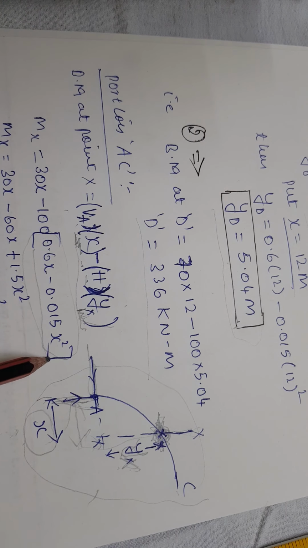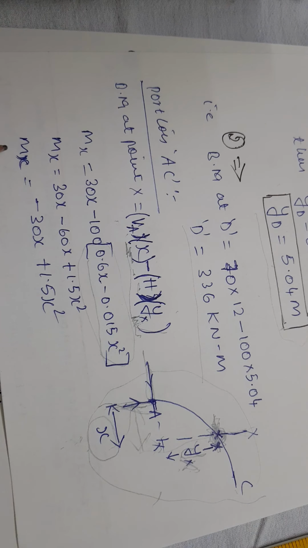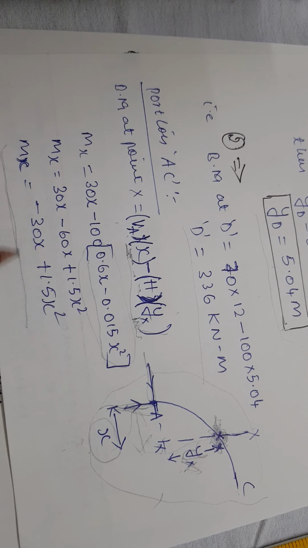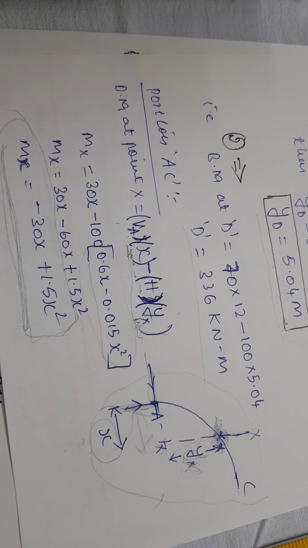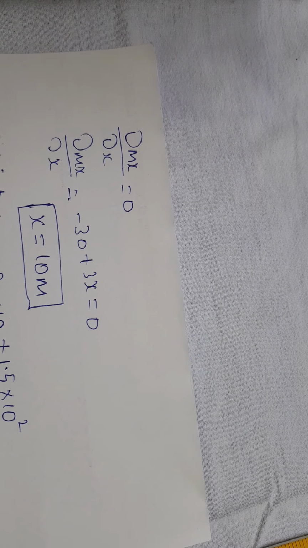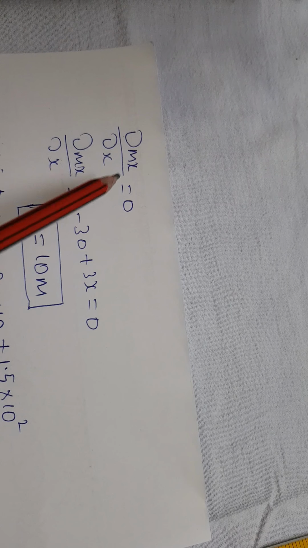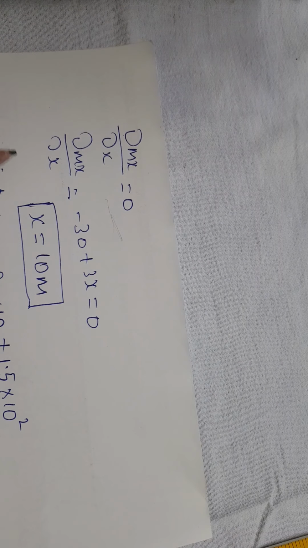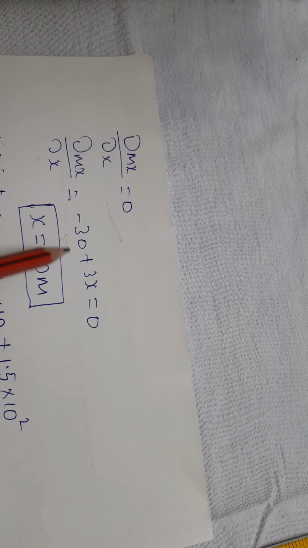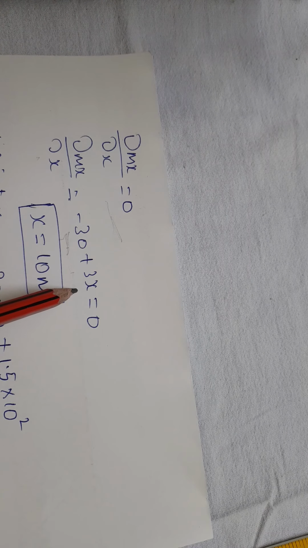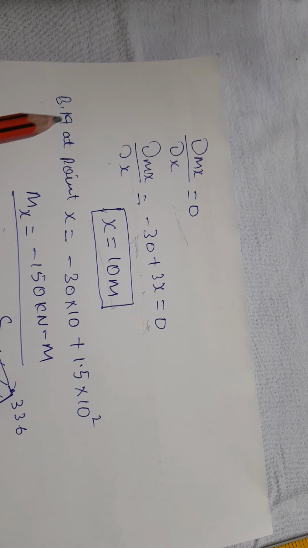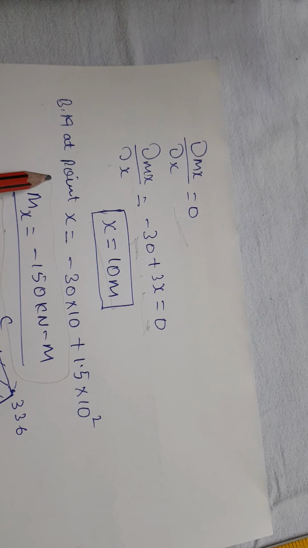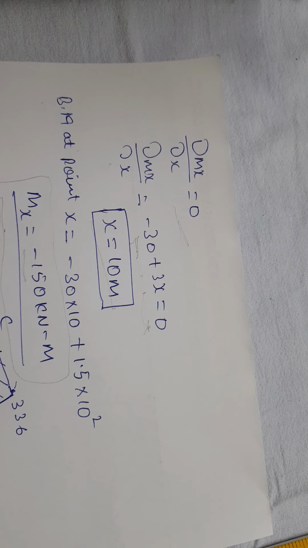If you substitute this one, you simplify this equation, you will get this value. If you partially differentiate this equation with respect to x, you will get the value of x that I showed here. We know that the partial derivative at maximum slope will be equal to 0. So partially differentiating the equation, minus 30 plus 3x will be equal to 0, then the x value will be 10.